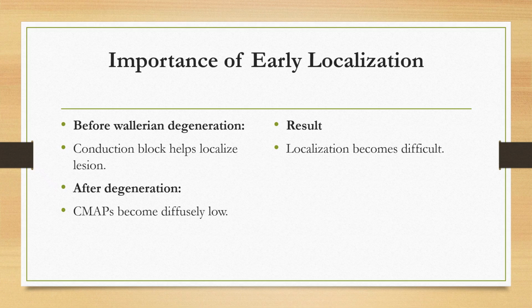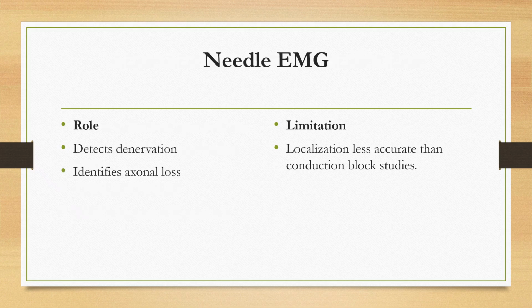Needle EMG. The role here is to detect denervation and identify axonal loss. The limitation is that localization is less accurate than conduction block studies.